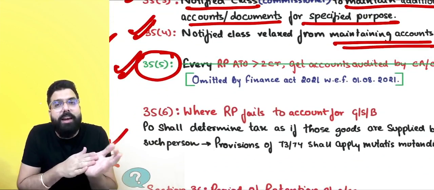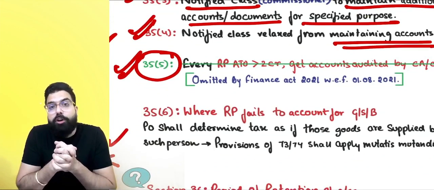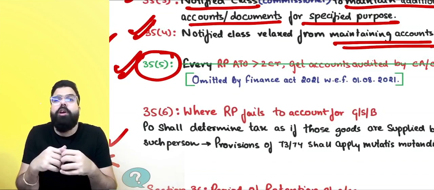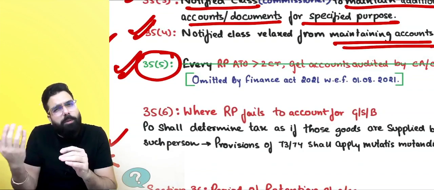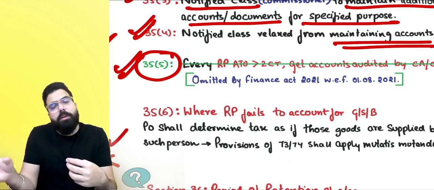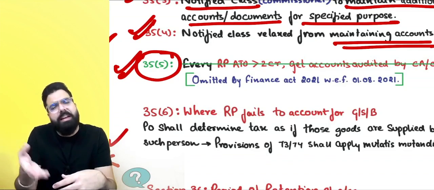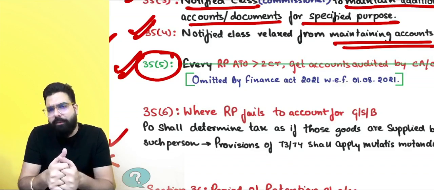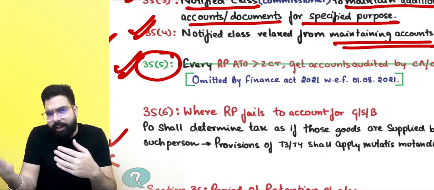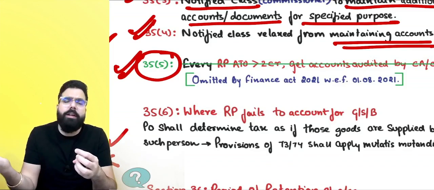Section 35(5) used to say that a registered person whose aggregate turnover is greater than 2 crore should get his accounts audited by a chartered accountant or a cost accountant. Then this limit was increased to 5 crore. For 2017-18 and 2018-19, they increased the limit to 5 crore. They are telling that if your aggregate turnover exceeds 5 crore, then you get the accounts audited.